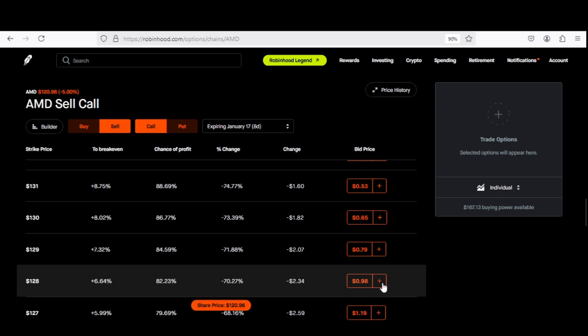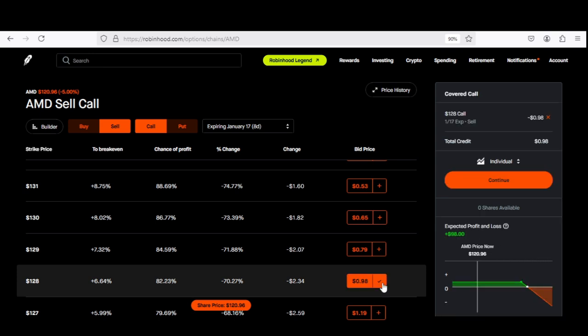If you multiply 0.98 by 100 shares, because once you do an option, it's in multiples of 100, that's going to be $98.